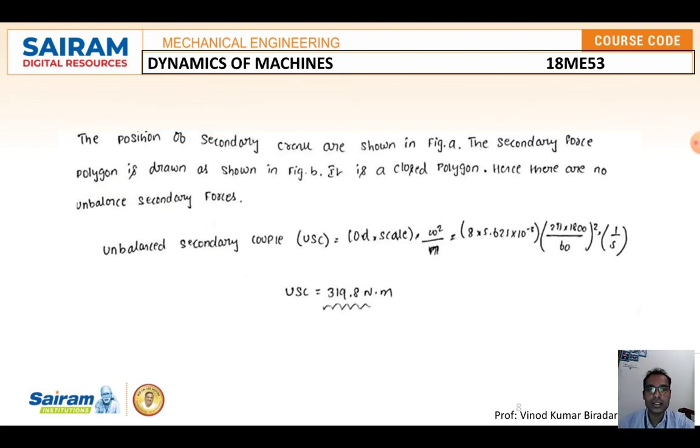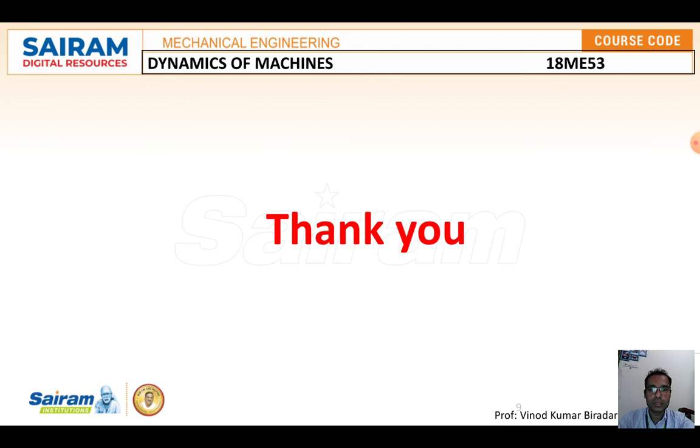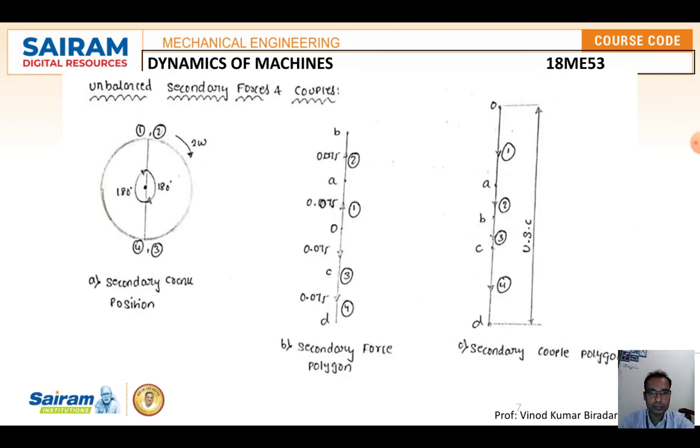The positions of the secondary crank are shown in figure A, and the secondary force polygon is drawn as shown in figure B. It is a closed one, hence there are no unbalanced secondary forces. But the unbalanced secondary couple we have to calculate: OD into scale into omega square by n. This is a new formula in the secondary case, whereas in the primary case we used only the omega square value. Substituting all the values, the unbalanced secondary couple is equal to 319.8 newton meter. This is the answer for the given question.